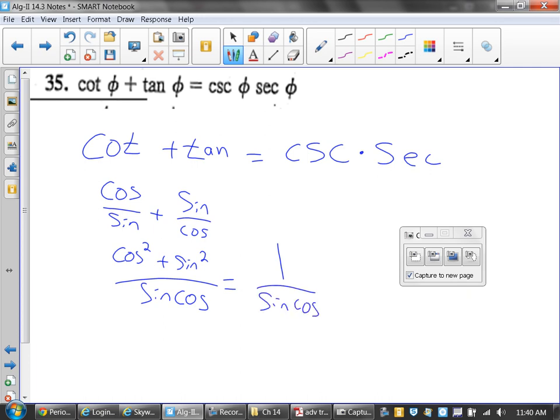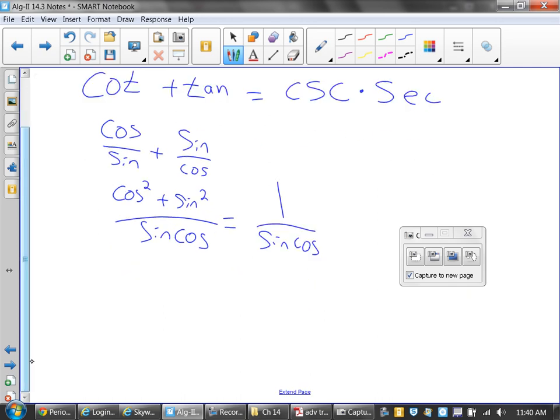Well, what's 1 over sine? Cosecant. What's 1 over cosine? Secant. Bang. Fine.